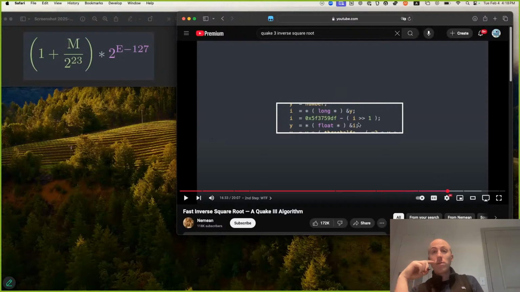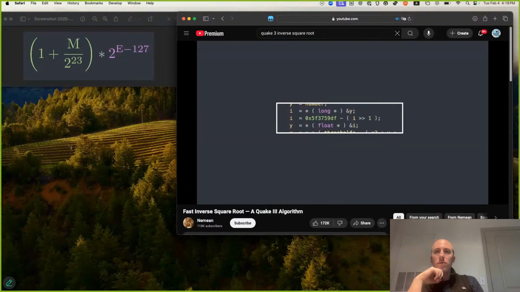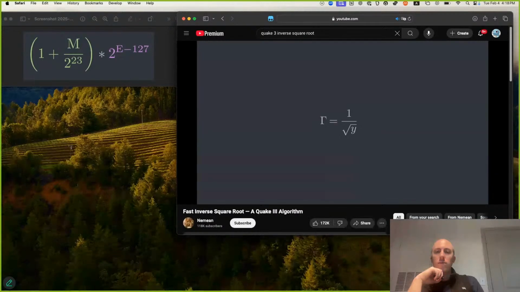It's like 90f. Well, because our logarithm is actually scaled and shifted. So let's calculate and understand where it comes from. Let gamma be our solution. Then we know that log of gamma equals log of y to the power minus a half, which equals minus a half times log of y.